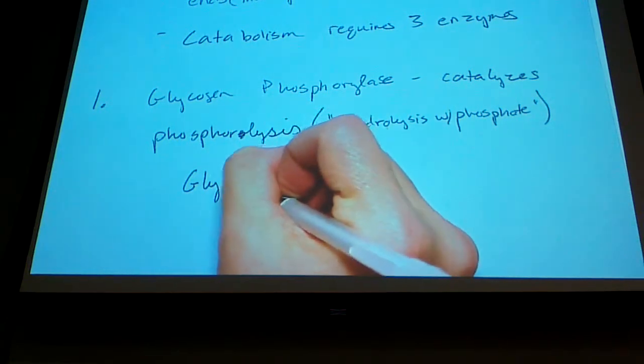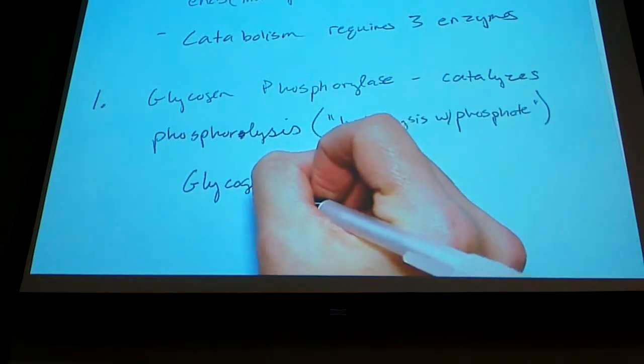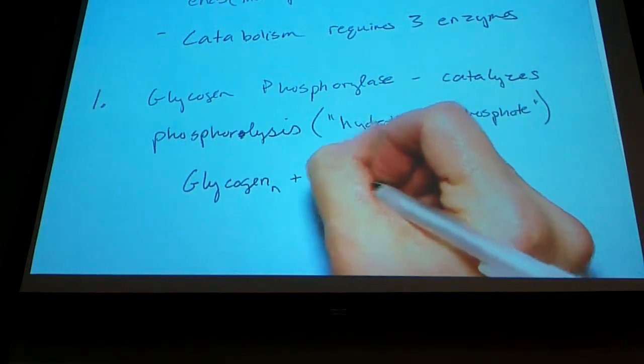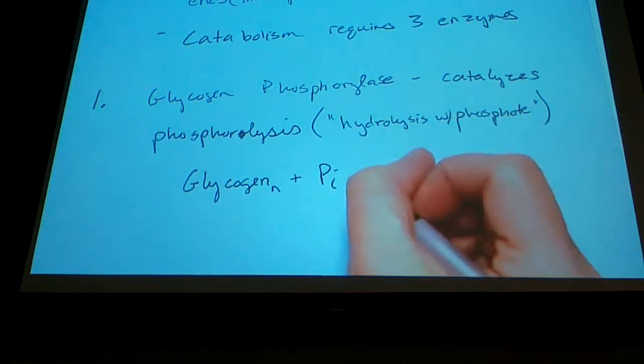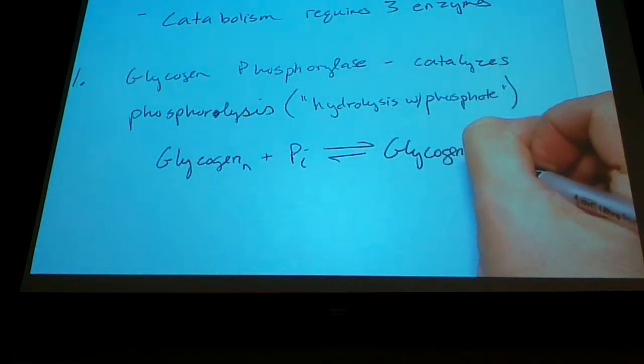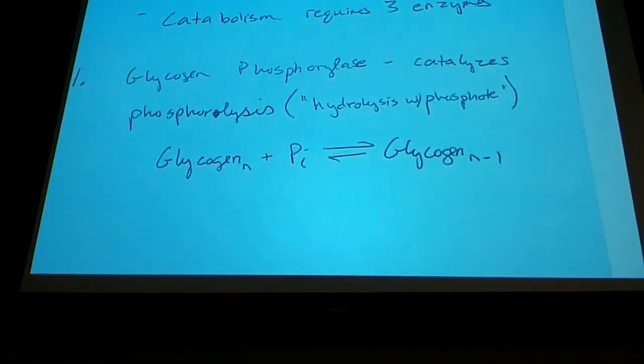In this case, we have glycogen that is N glucoses long, and you add a phosphate to that. And this is an equilibrium process. Glycogen, one glucose less than it was, plus the glucose 1-phosphate.